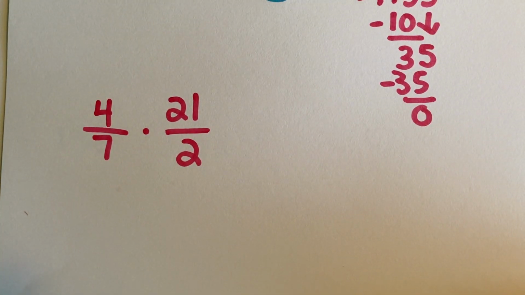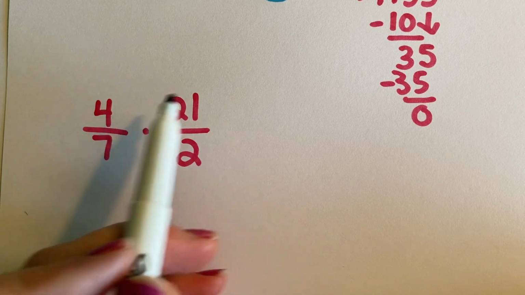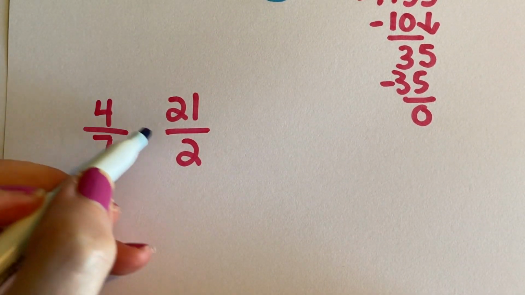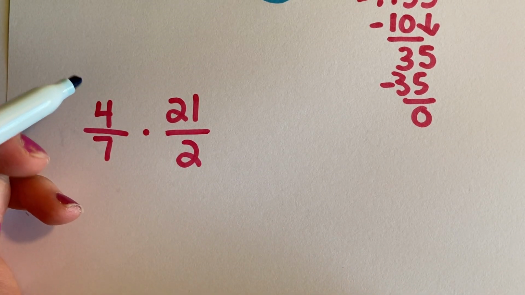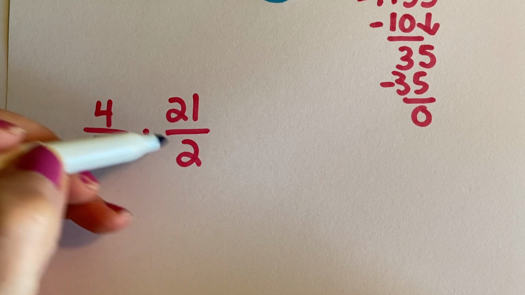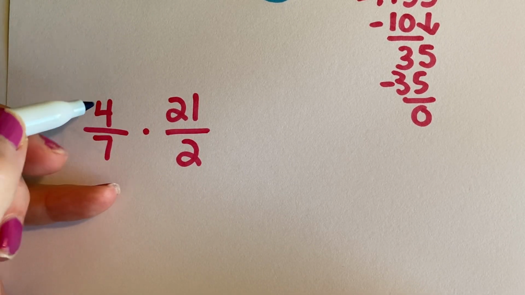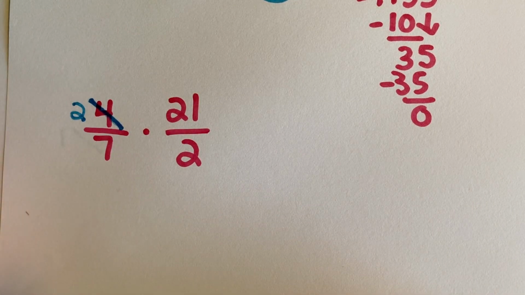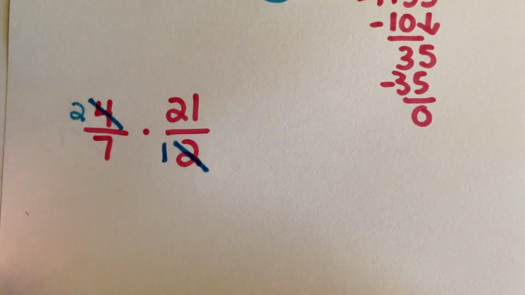4/7 times 21 over 2. Okay, we could zip and zap, but let's try the cross cancel to see if we can break this down and make it a little smaller. Let's start with this diagonal, 4 and 2. Can you think of a number that I can divide both of those by? I hope you're thinking 2. 4 divided by 2 is 2. 2 divided by 2 is 1.